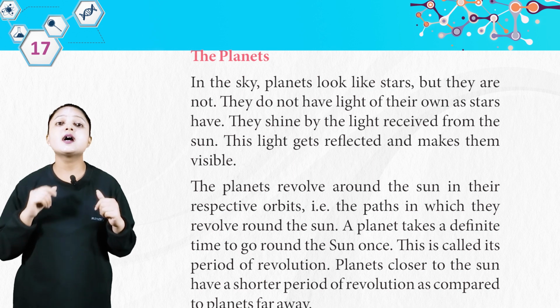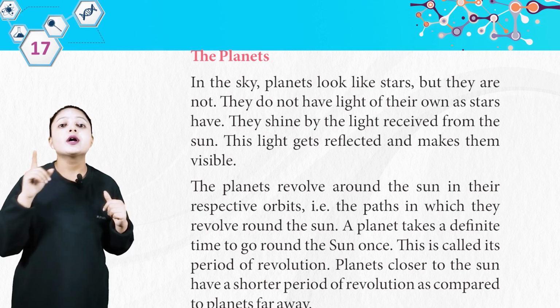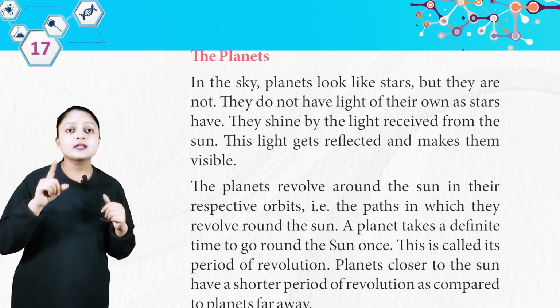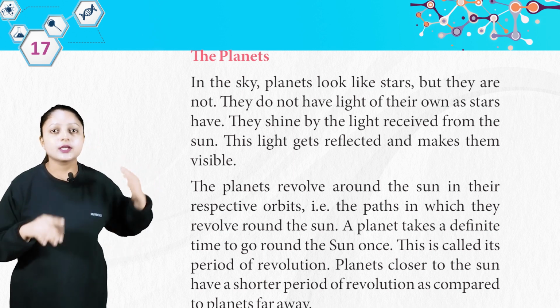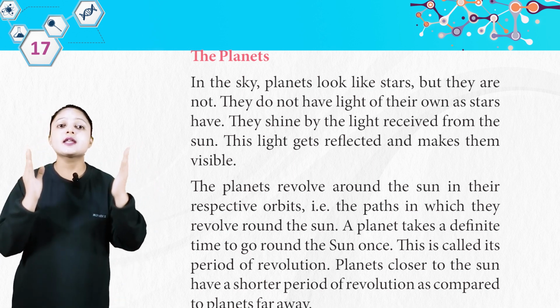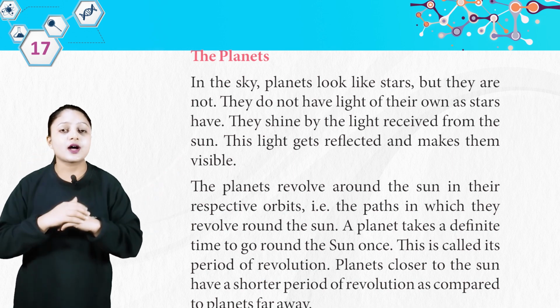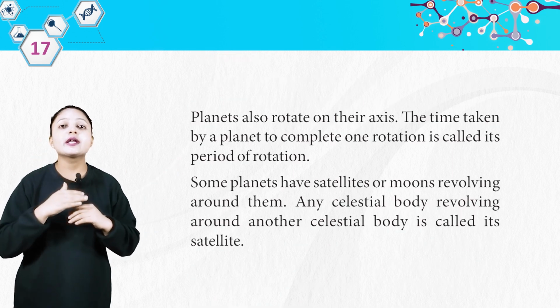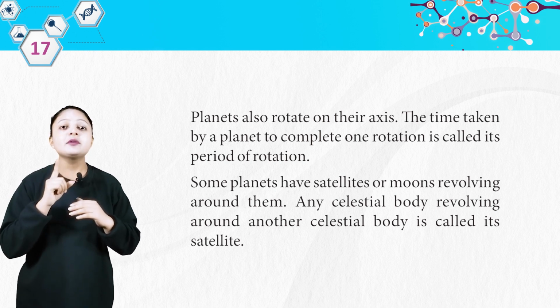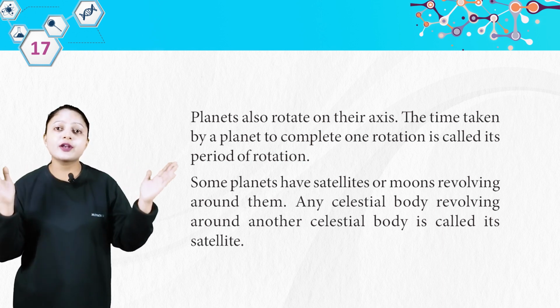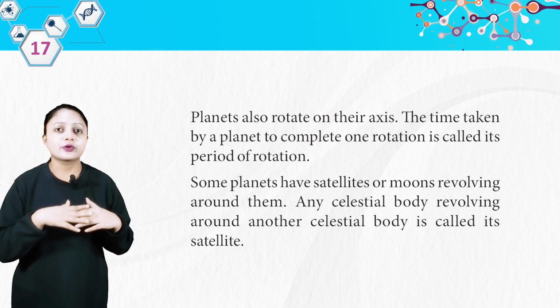A planet takes a definite time to go round the sun once. This is called the period of revolution. Planets closer to the sun have a shorter period of revolution as compared to planets far away. Planets also rotate on their axis. The time taken by a planet to complete one rotation is called the period of rotation.